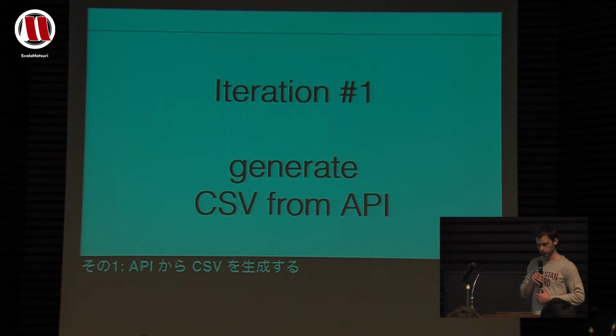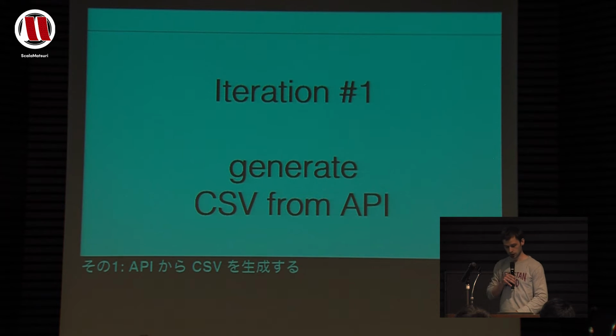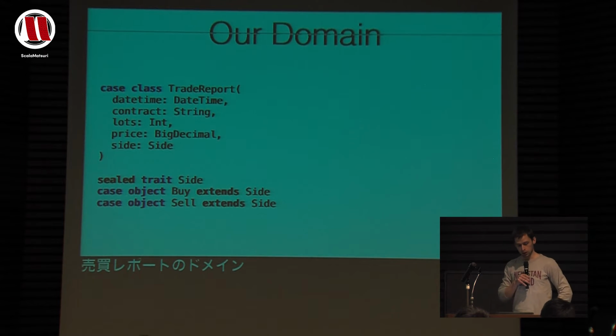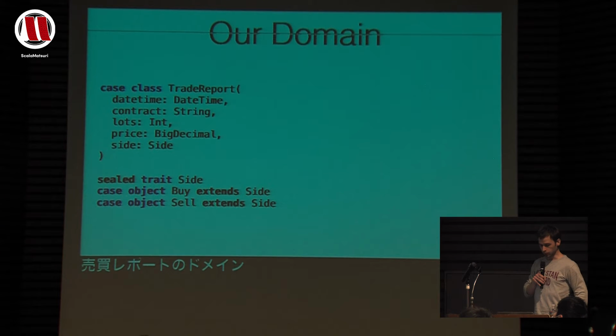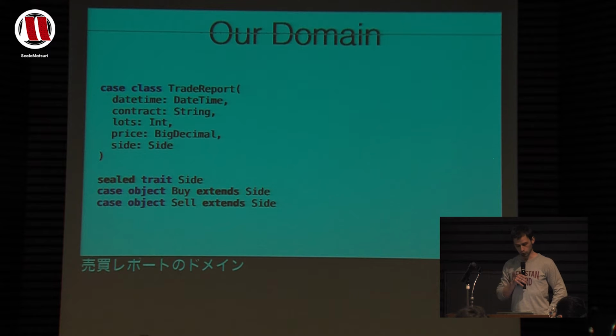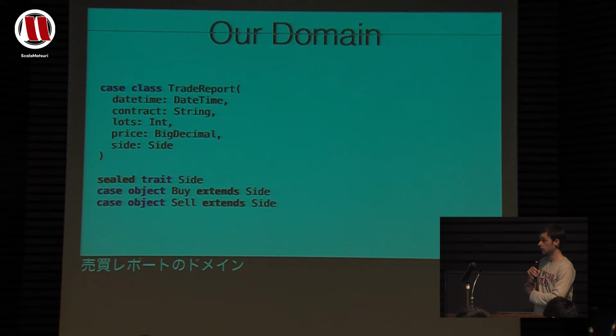So now let's start with the first iteration, where we want to generate a CSV file from an API call. And what's our problem domain? Our domain is focused on futures trading, and we have to deal with something called a trade report. Trade reports capture the time and date of the trade, what contract we traded in, did we trade sugar or futures contract, E-mini S&P, how many things we bought or sold, and finally the price. And you see the side is actually encoded as a sealed trait, so we can either buy or sell stuff.